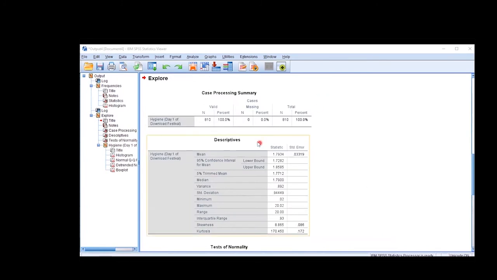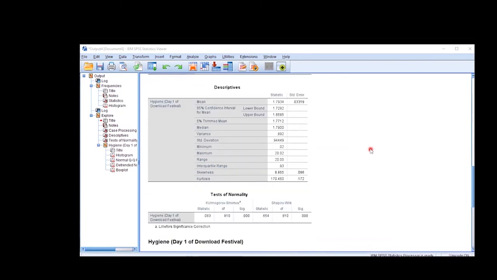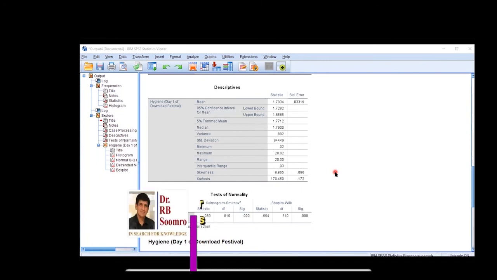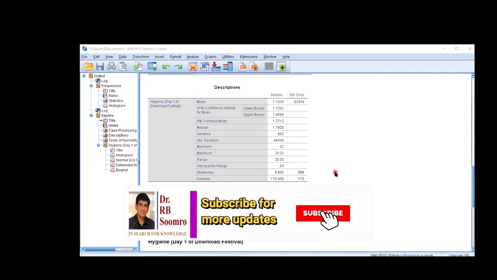The first one is our case processing summary. In this one, this is the name of the variable, the number of observations, and cases: missing 0, missing, and the total cases. In the descriptive statistics, we are interested only in the skewness, and it is 8.8, quite high compared to our range. If it is higher than 1, it is surely skewed, and the data is not symmetrical or not normal data.